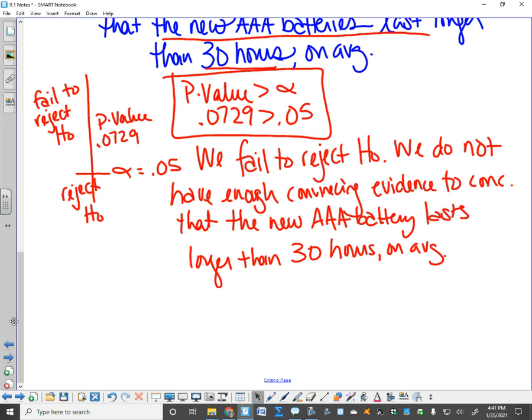So guys, my conclusion is about my H sub O. I rejected him or I failed to reject him. But my evidence sentence is about my H sub A, my alternate. And that's how I want those sentences every single time. Rubber stamp. I reject H sub O. I fail to reject H sub O. I have enough convincing evidence to go with H sub A. I do not have enough convincing evidence to go with H sub A.